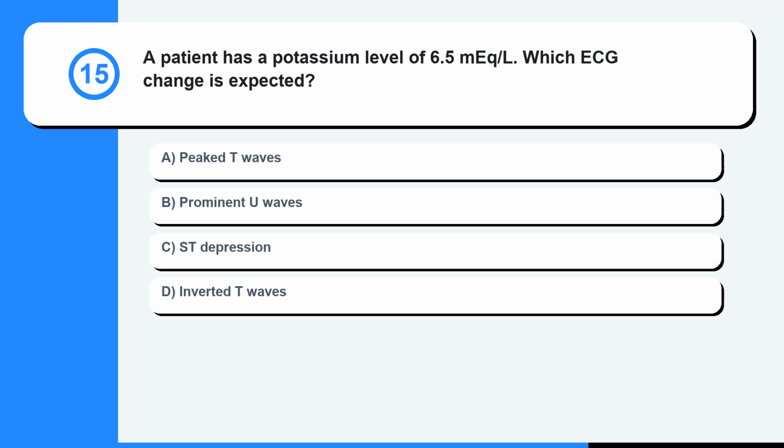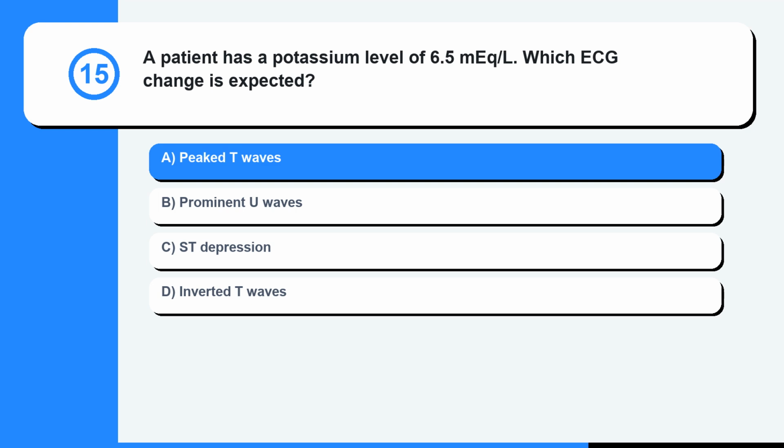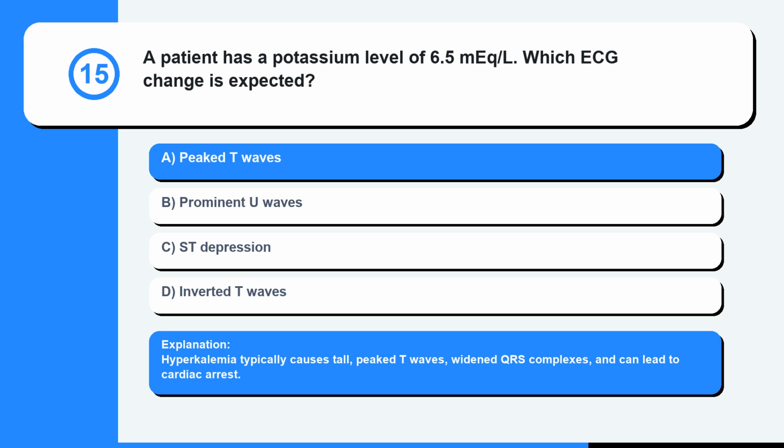Question 15. A patient has a potassium level of 6.5 milliequivalents per liter. Which ECG change is expected? A. Peaked T waves. B. Prominent U waves. C. ST depression. Or D. Inverted T waves. The correct answer is A. Peaked T waves. Hyperkalemia typically causes tall, peaked T waves, widened QRS complexes, and can lead to cardiac arrest.